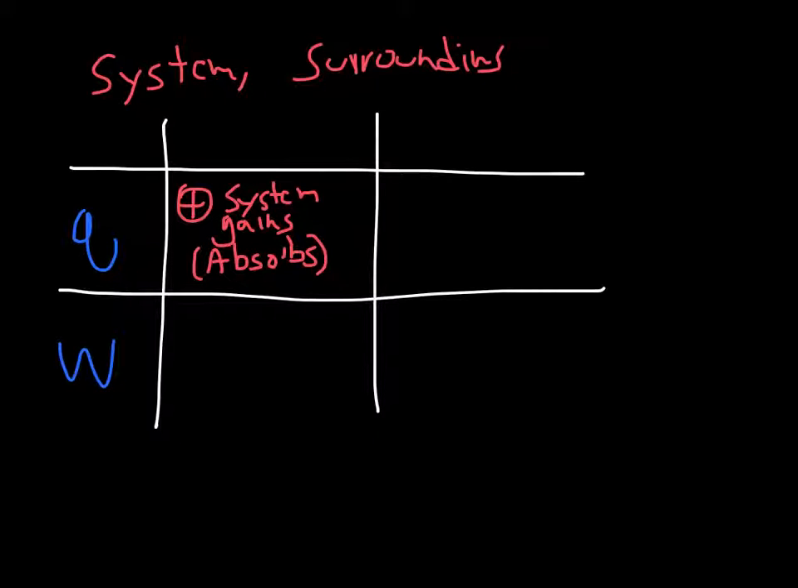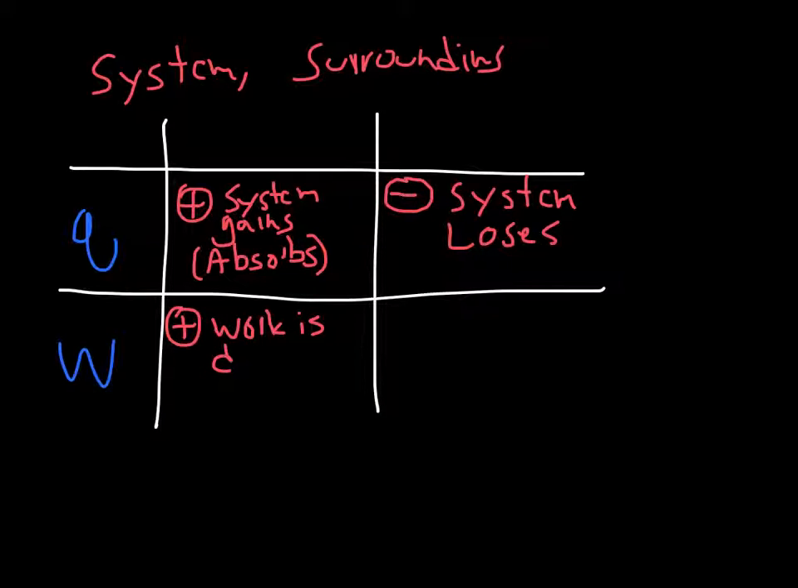Now, what happens if the system loses energy, loses heat? It's going to be represented as a negative. So that's what happens when the system loses. Now, what happens when work is done to the system or around the system, when the work's being done by the surroundings? That's going to be a positive value when the work is done by the surroundings.